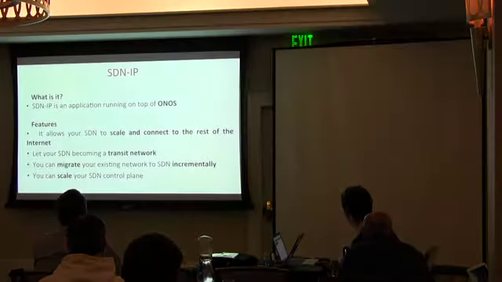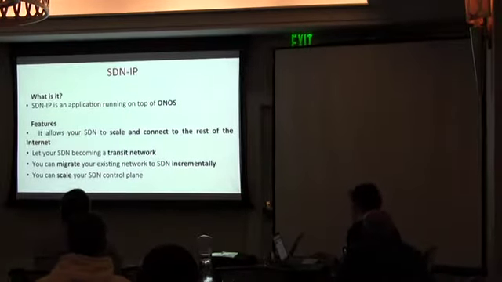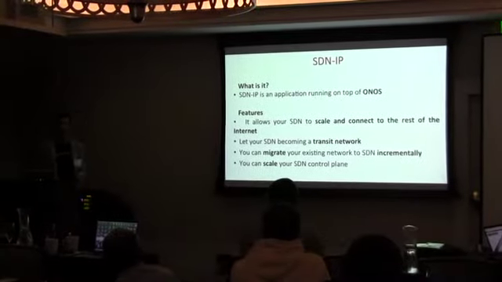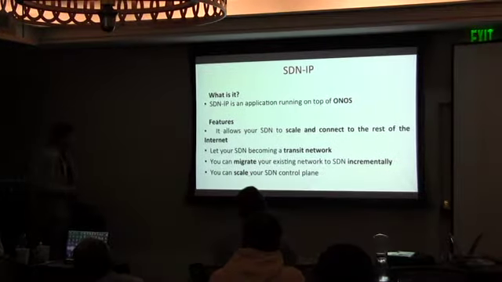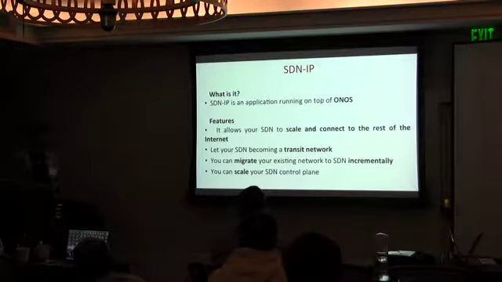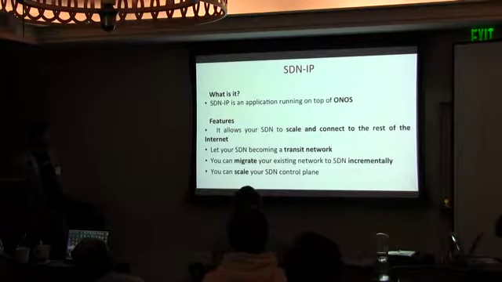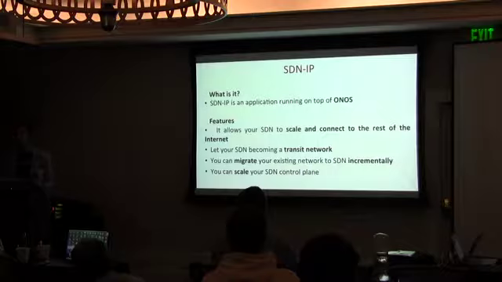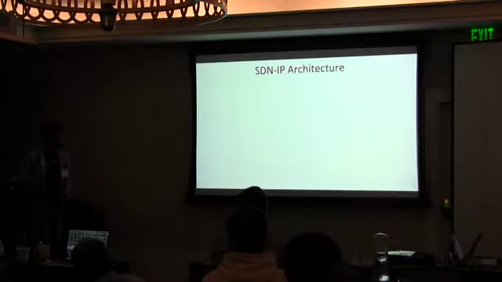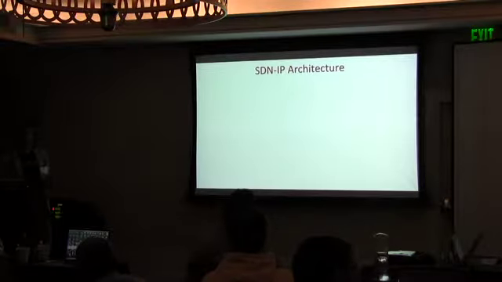So SDN IP is an ONOS application that allows you basically to scale your SDN network and connect to the rest of the internet, basically allowing your SDN network to become a transit network. Since SDN IP uses BGP to do this, it becomes easy for you to incrementally migrate your actual system to SDN and to scale your control plane with solutions like BGP confederations. So let's have a quick look at how SDN IP works.